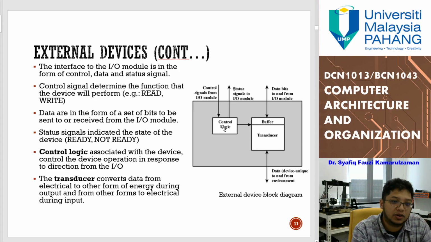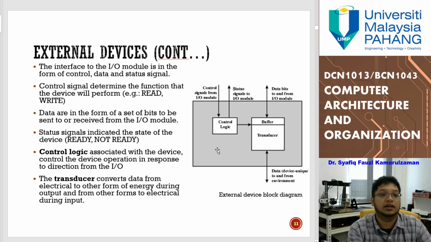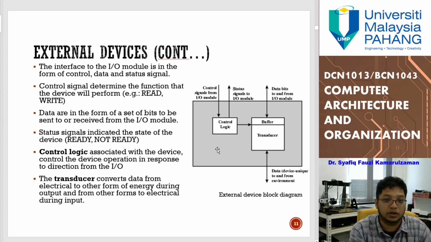If the control signal wants to read the device, meaning the CPU wants to read the device, the control logic will give a response, either ready or not ready to give the data. Once it's ready, it will transfer all the information stored in the buffer to the CPU. So this is basically the architecture for all the external devices in the world.